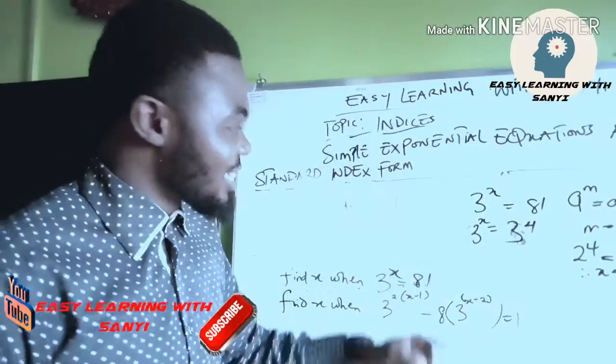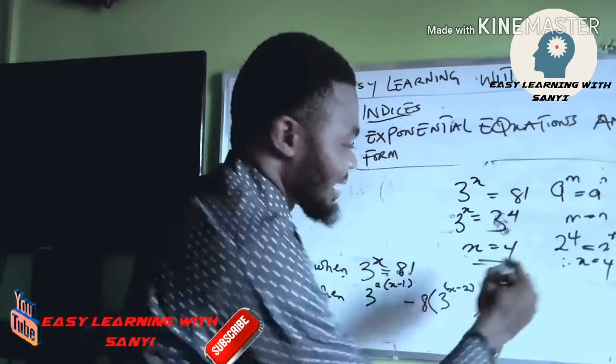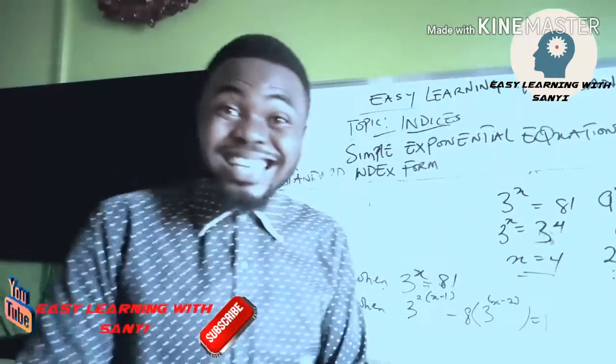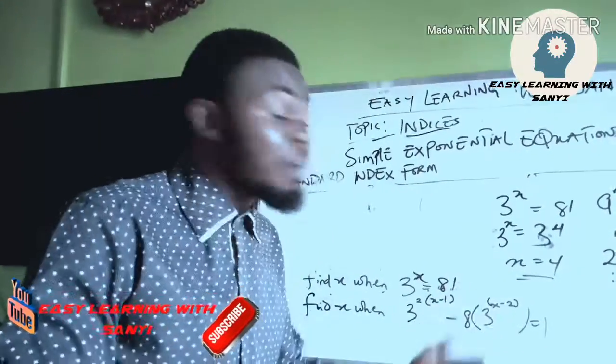Now from there I can see that x is equal to 4. And that is the answer to that equation. It's as simple as that. If you are given this kind of question, you ask yourself, 3 raised to power what will give me 81?